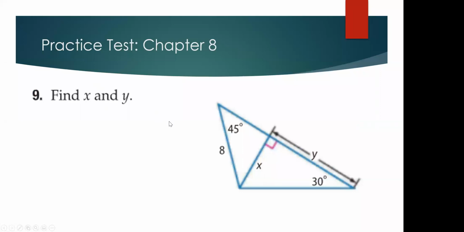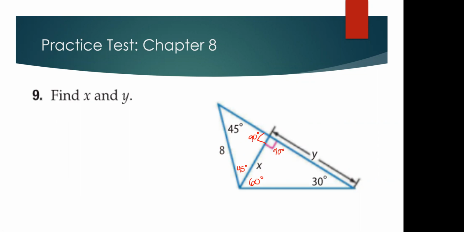So here it says to find x and y. Here we have a 45, 45, 90-degree triangle, and over here we have a 30, 60, 90-degree triangle. Okay, so these are those special types of right triangles. So all we know right now is the value of this hypotenuse on the 45, 45, 90-degree triangle.